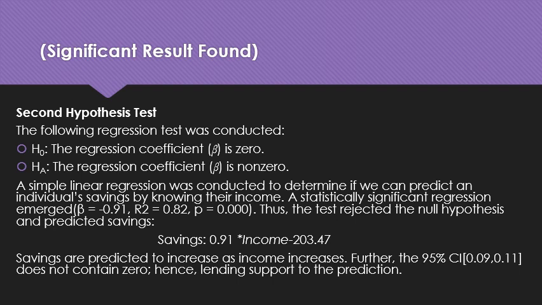As you can see, we have a beta of negative 0.91, R squared of 0.82, and a p-value of 0.00. Thus, the test rejected the null hypothesis, and we can predict savings. Savings = 0.91 times income minus 203.47. Savings are predicted to increase as income increases. Further, the 95% confidence interval does not contain 0, hence lending support to the prediction.